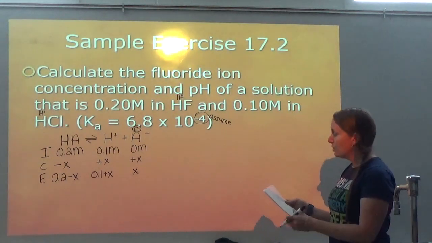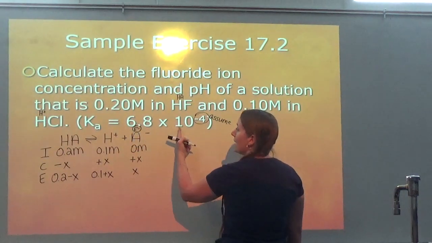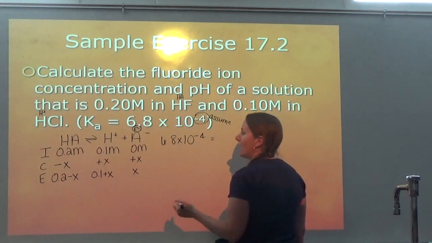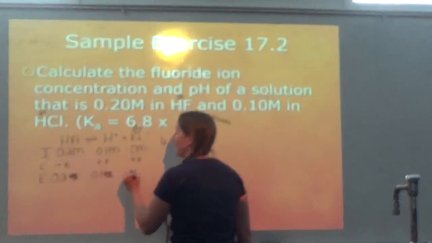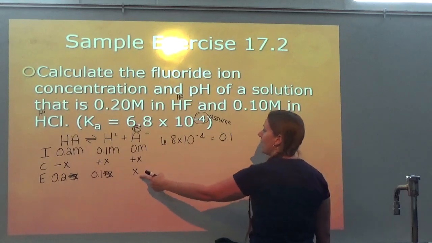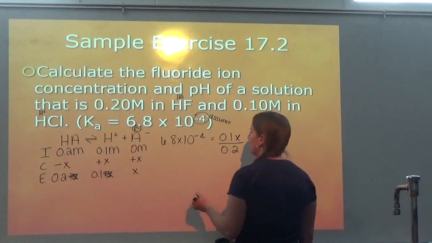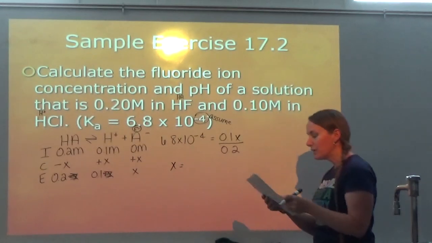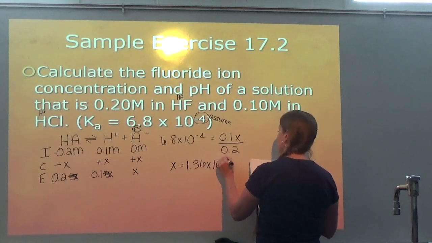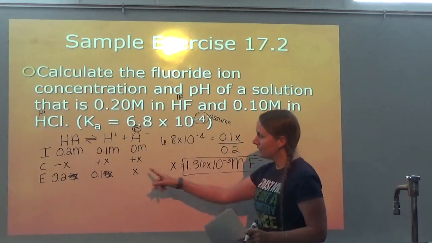All right, so then I set up my K expression. All right, so Ka is 6.8 times 10 to the negative 4. I can do my assumptions. I can get rid of this and this. So H plus is 0.1 times my X over my 0.2. All right, so I solve for X, and that'll give me my fluoride ion concentration, which in this case is 1.36 times 10 to the negative 3 molar. Okay, and that's of my F minus, because X is this.